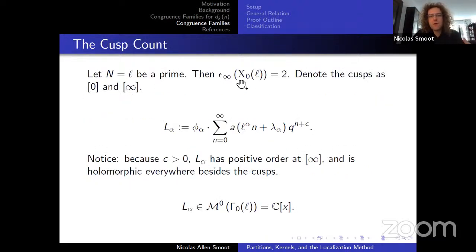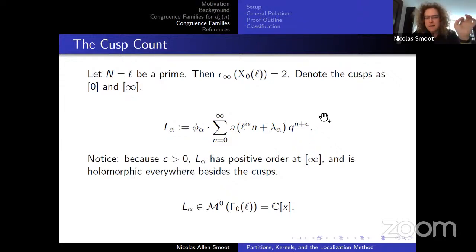Now, if I'm working over, say, X0(L) and L is a prime, and the cusp count is, say, 2. Usually what that means is 0 and infinity will go to different cusps. Right? And we can represent each cusp like that. One is 0 and one is infinity. And my L alpha looks like this, I'll remind you.